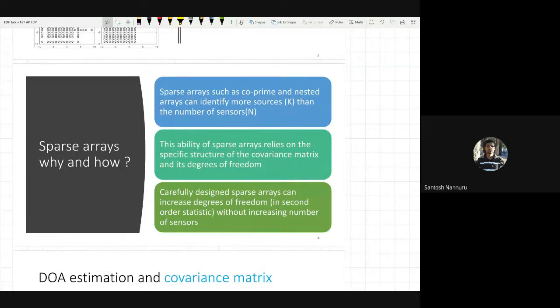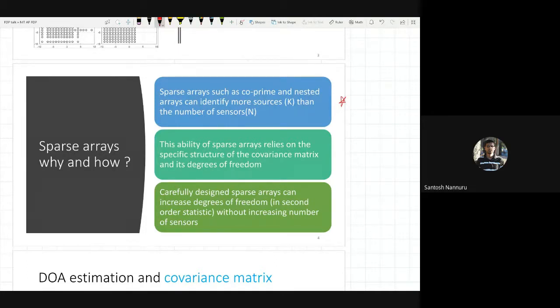And the nice thing is you can prove that they can identify more sources than the number of sensors. That is a very novel thing. Uniform arrays were not allowing you that, right? So if you have a shortage of sensors, you may choose to place them smartly in a specific configuration, and still be able to locate more sources than what your number of sensors dictate. Okay, so that's one of the main highlights of that.